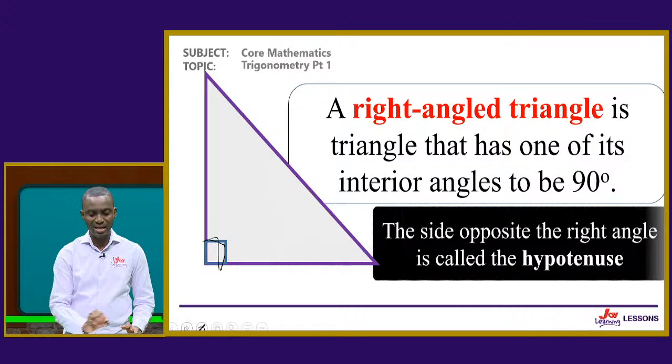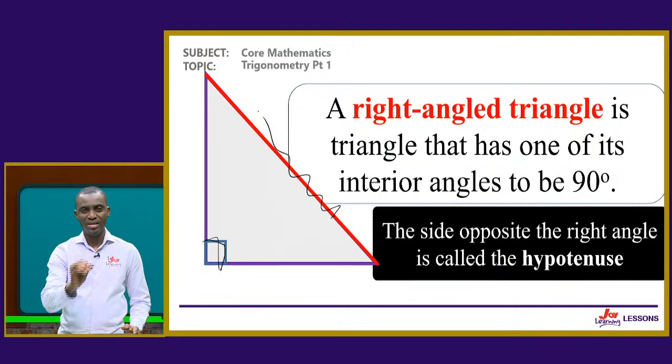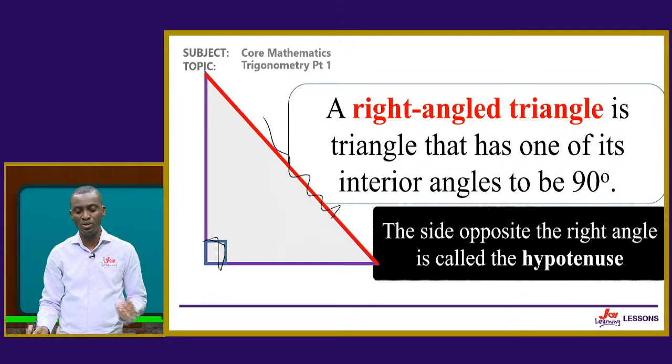So this side is called the hypotenuse. You can see the hypotenuse as a red line here. It's always the longest side of the right angle triangle. And if you remember Pythagoras' theorem, which we've done revision of here before, we saw that in Pythagoras' theorem, the longest side squared should be equal to the sum of the two other side squares. We learned that.